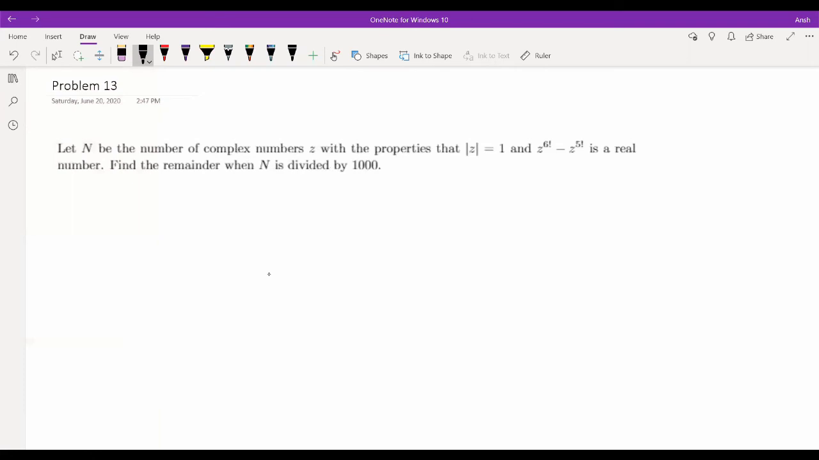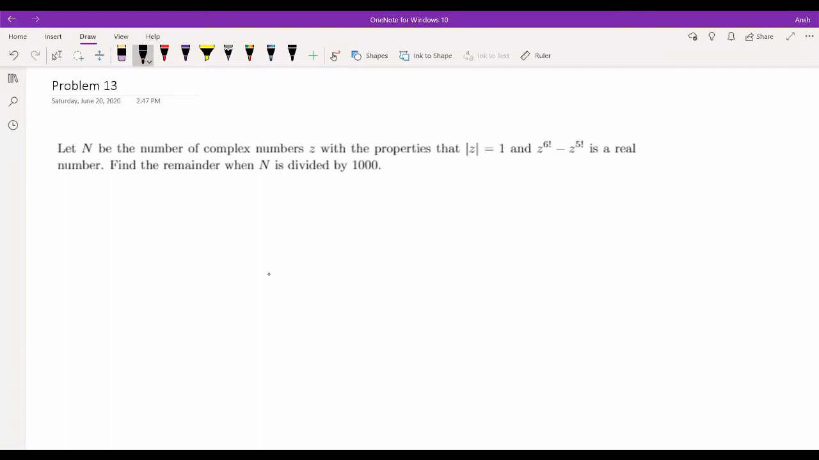So let n be the number of complex numbers z with the property that the magnitude of z equals 1, and we have that z to the 6 factorial minus z to the 5 factorial is a real number. Find the remainder when n is divided by 1000.